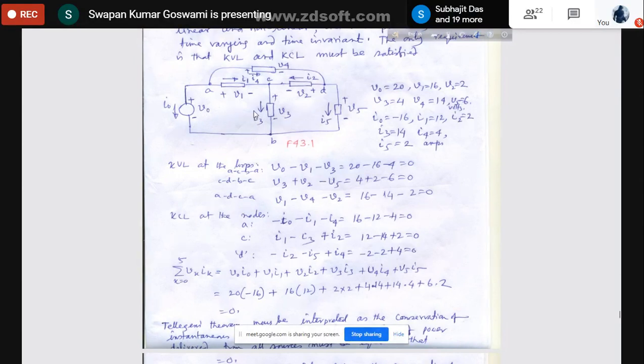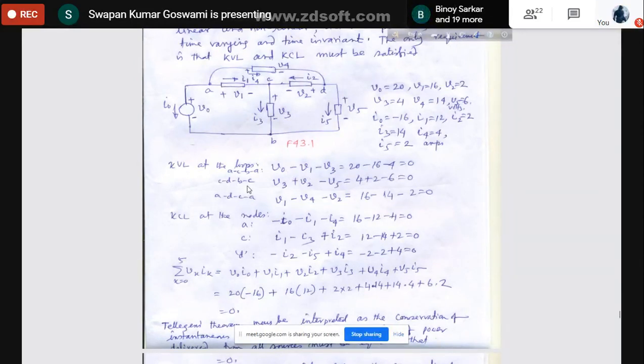V0 minus V1 minus V3. Negative to positive is a rise in potential, V0; plus to minus is a drop in potential, minus V1; plus to minus is a drop in potential, minus V3. The loop is closed, so the sum is 0, and we are getting 0. That means these voltages V0, V1, V3 are satisfying Kirchhoff's voltage law.